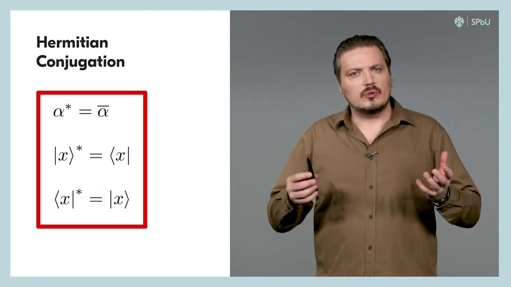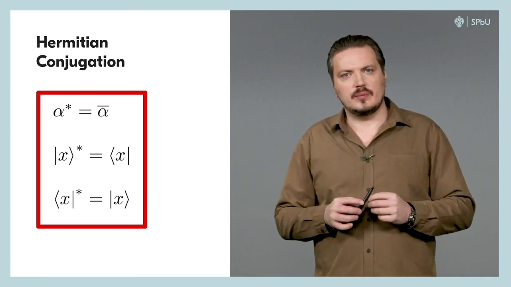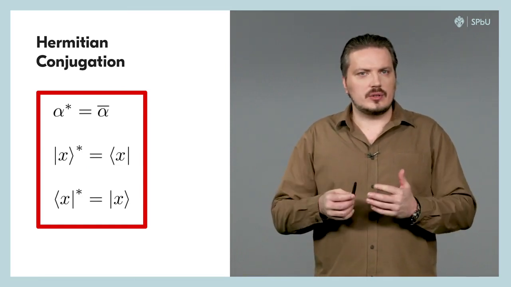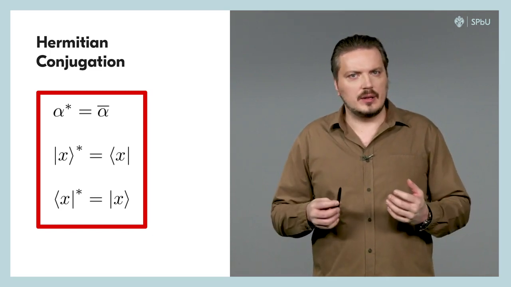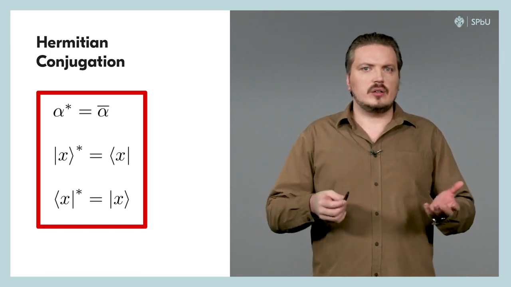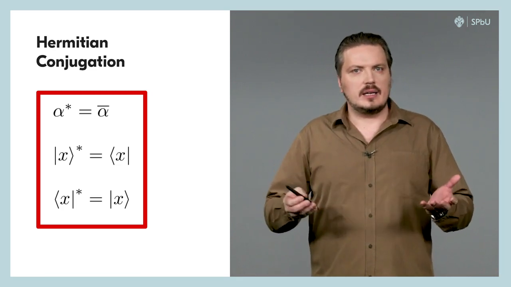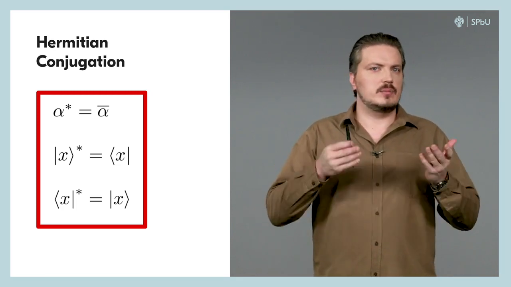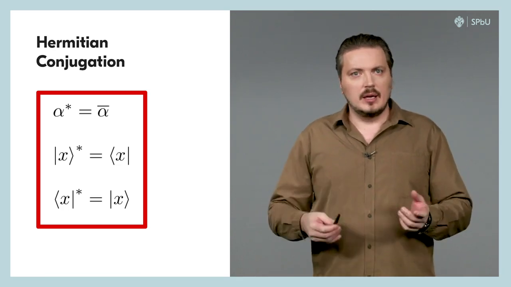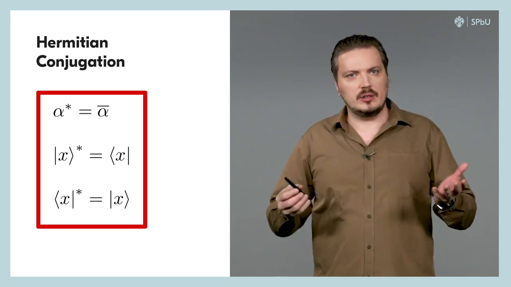So we are almost ready to introduce the new operation called the Hermitian conjugation. For now we know how this operation acts on scalars and vector columns. For any scalar alpha, the Hermitian conjugate of alpha is just alpha conjugated. For any ket x, the Hermitian conjugate of it is bra-x, which is a row vector with conjugated components. And for bra-x, its Hermitian conjugate is, by definition, ket x.